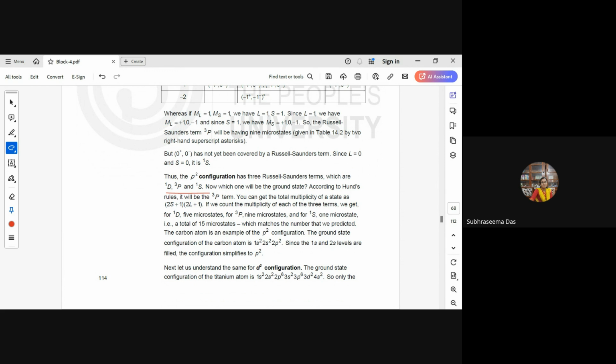Now we can again calculate the multiplicity. Accordingly, the multiplicity can be calculated from this formula. Particularly, 1D has 5 microstates, 3P has 9 microstates, and 1S has 1 microstate. Therefore, a total of 15 microstates can be identified for p2.